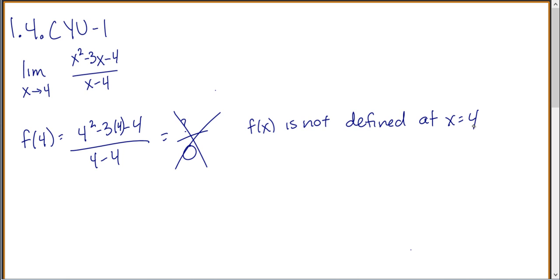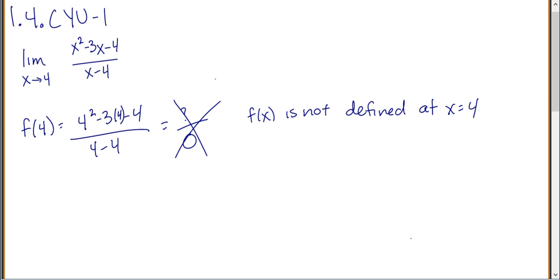Does our function need to be defined at x equals 4 in order for it to have a limit? No. If you were to graph this function, it looks something like a straight line. But at x equals 4, there's a big hole. It's not actually defined at x equals 4. It's defined everywhere else, but not at x equals 4.